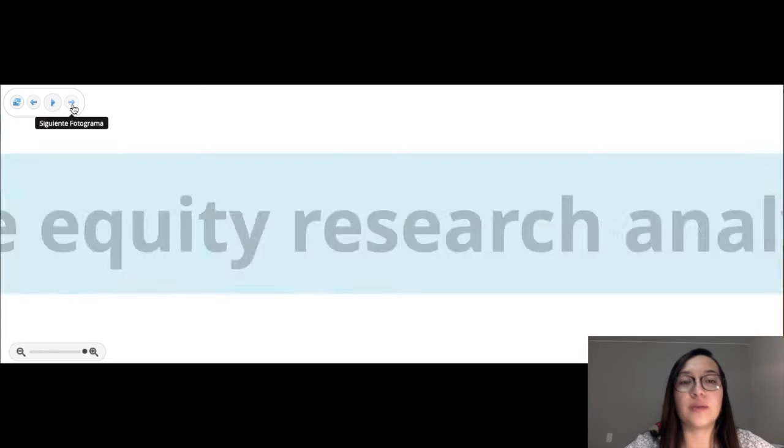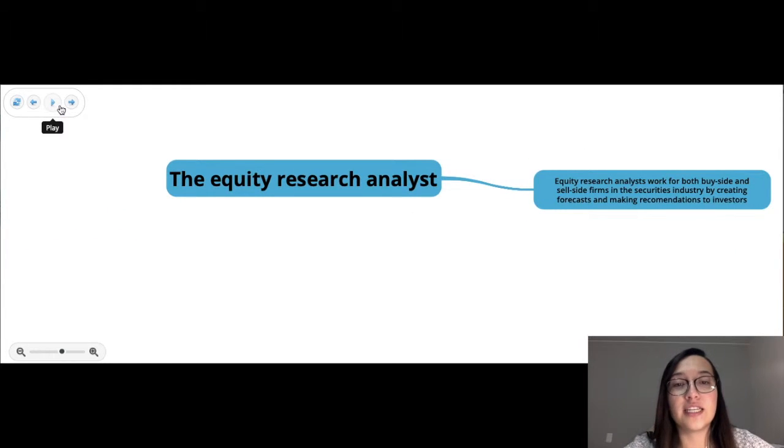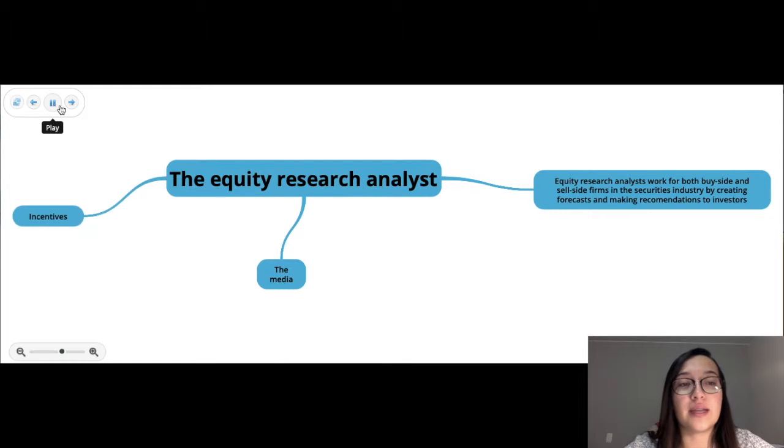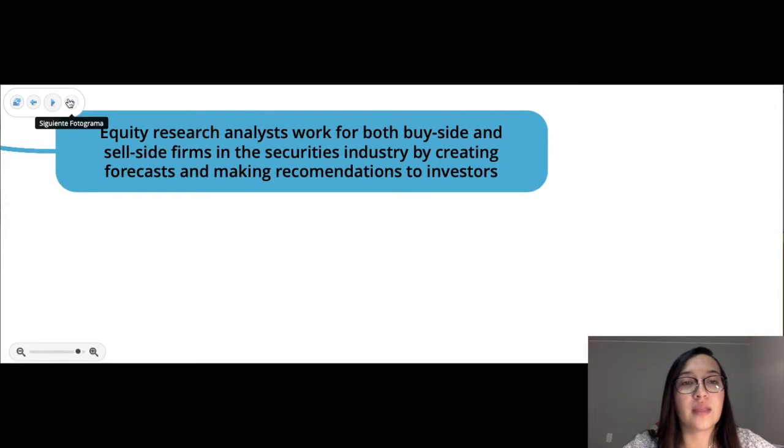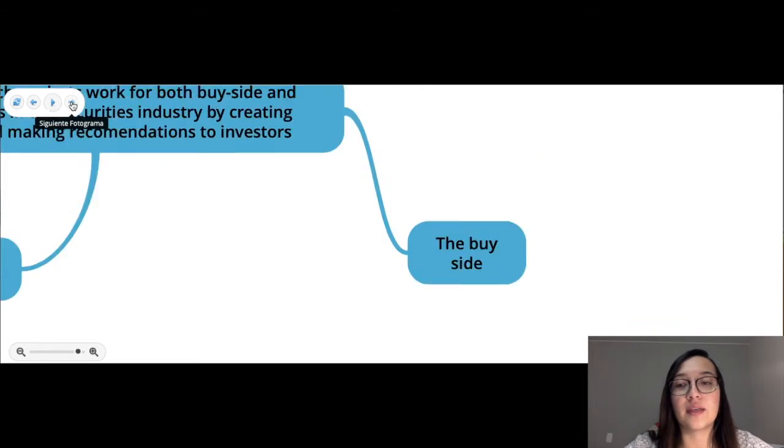Let's talk about the equity research analysis. This is the definition, the media, and the incentives. The equity research analysts work for both buy-side and sell-side firms in the security industry by creating forecasts and making recommendations to investors. The buy side, the sell side.